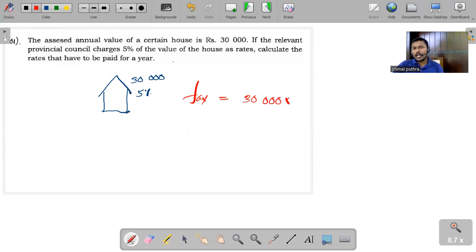From the 30,000, I have to pay the rate that is 5%. So 30,000 into 5%. The zeros and the zeros have been cancelled. 5 into 3, that is 15, and 0, 0. That is 1,500. Based on the valuation and based on the rate, he has to pay 1,500 rupees to the municipal council every year.